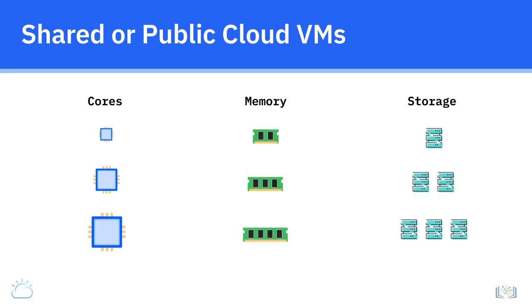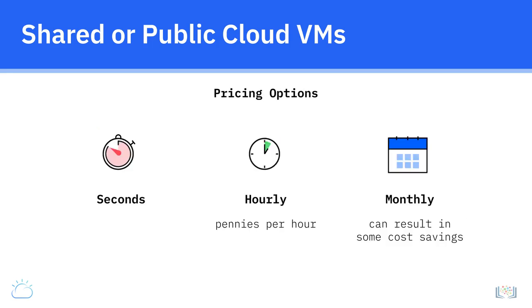Rather than pick from only predefined sizes, some providers also offer custom configurations that allow users to define the number of cores and RAM and local storage characteristics. Public VMs are usually priced by the hour, or in some cases, even seconds, and configurations start as low as pennies per hour. Some providers also let you get monthly VMs, which can result in some cost savings if you know you will run the VM for at least a month. But if you decide to decommission the VM in the middle of the month, you will still be charged for the full month.